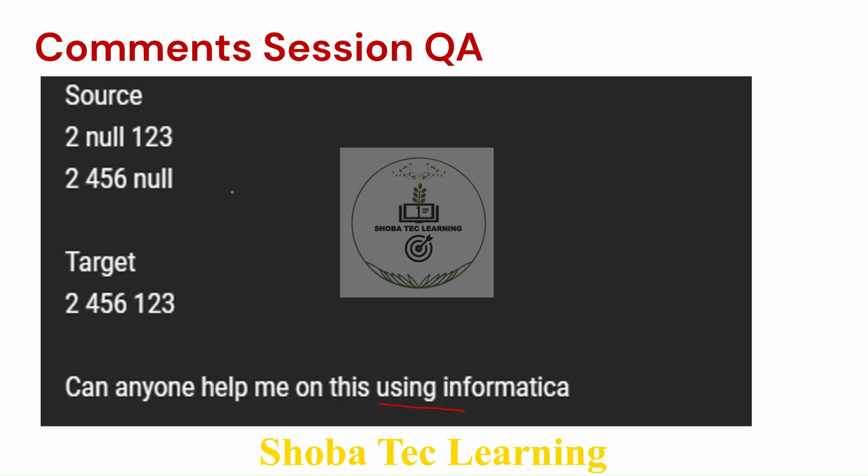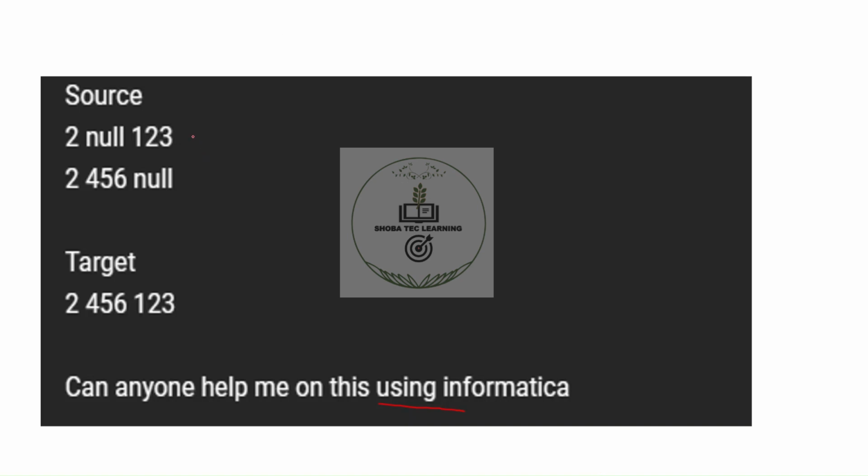Hello everyone. Today we are going to see a comment session question from the IICS tutorial series. Now see here, they have given the source. The source contains three columns: column 1, column 2 and column 3. From this source data, they need to convert it to this format.